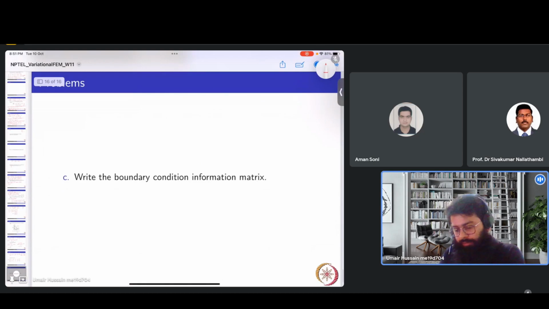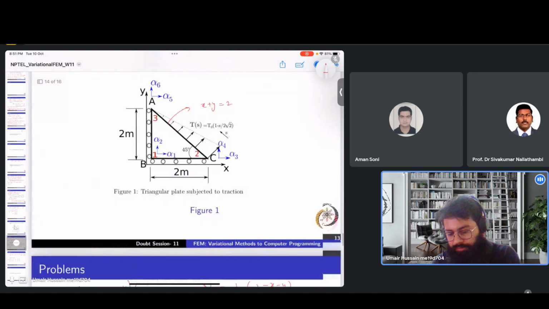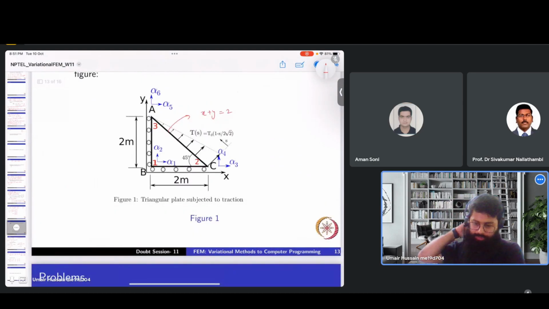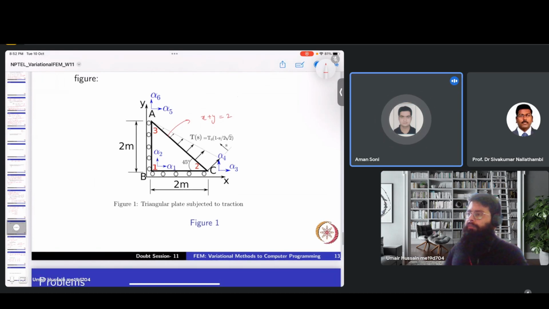Then finally, we have the question: write the boundary condition information matrix. What should be the boundary condition information matrix? I think this was not the question exactly, but we can do this too, right? Since on both the sides roller support is there, x displacement of 1 and 3 and y displacement of 1 and 2, these should be 0.